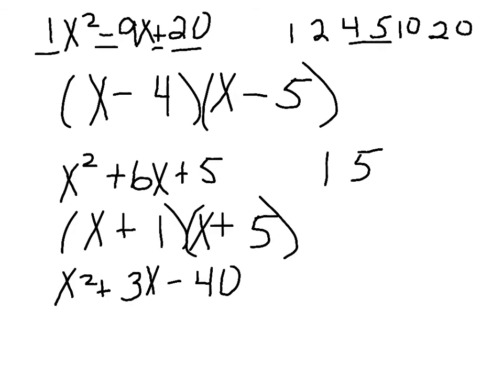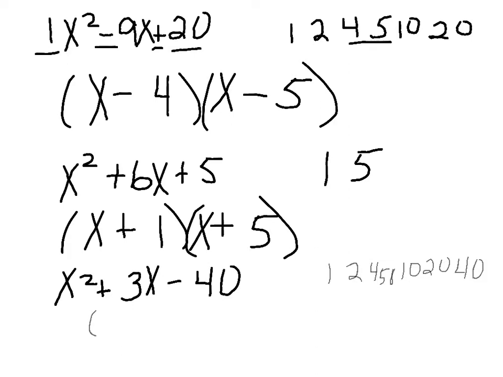Okay, here's one with a positive and a negative. So let's factor out 40. 1 times 40, 2 times 20, 4 times 10, 5 times 8.